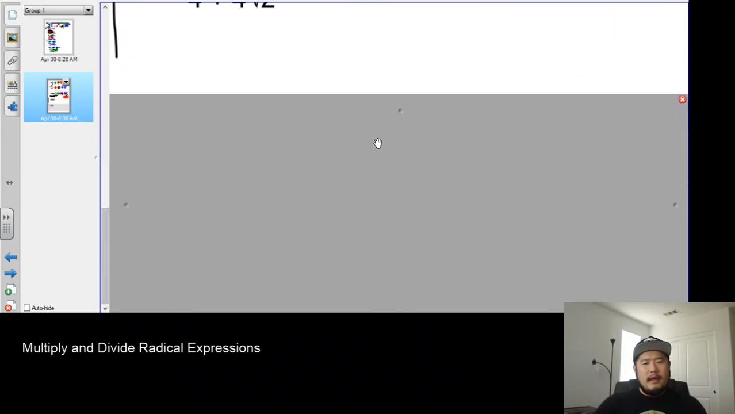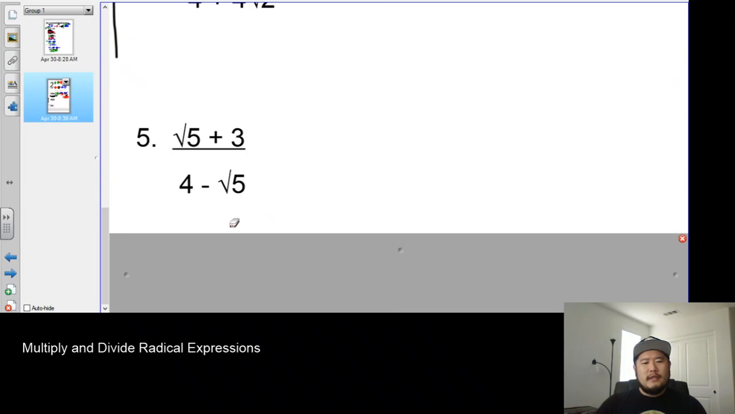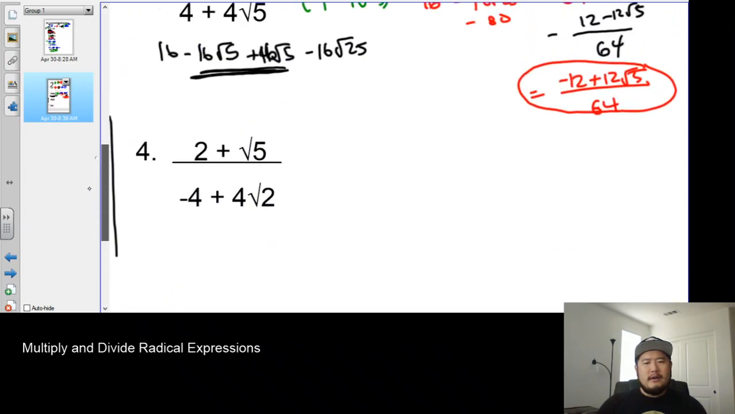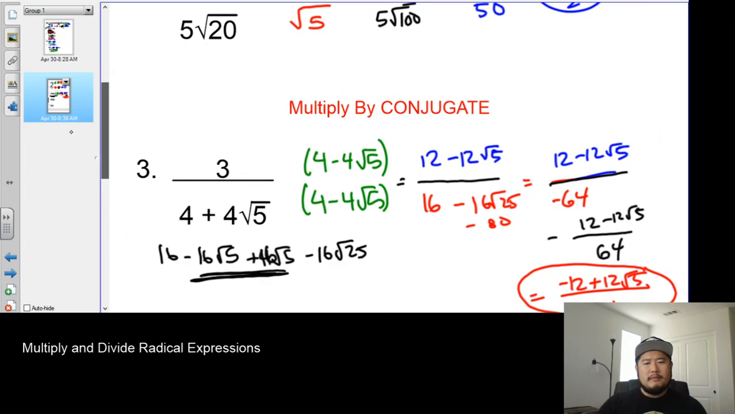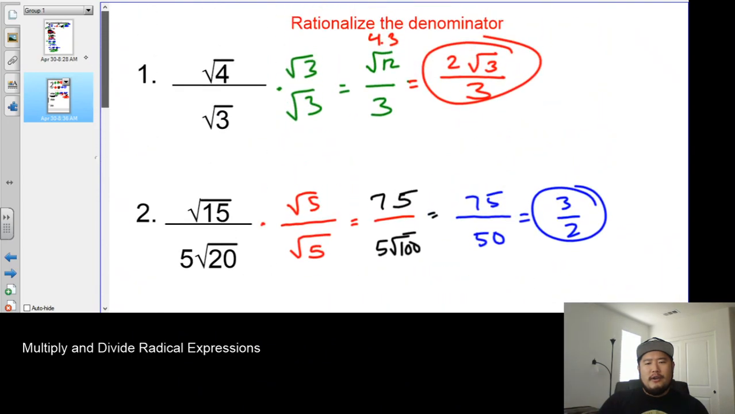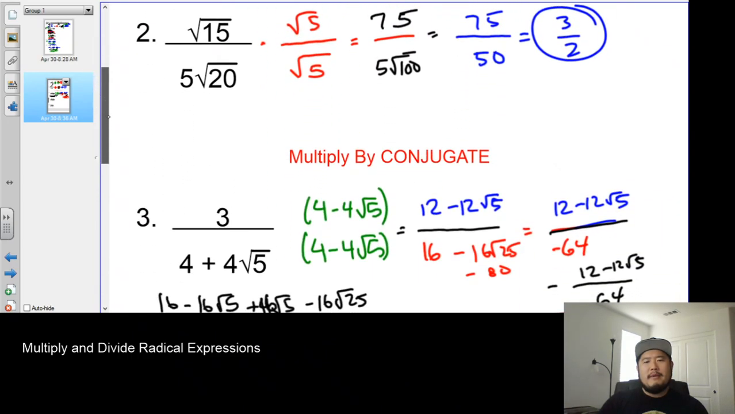Okay, and so you've seen all the different methods necessary for the scenarios that you'll deal with in radical expressions. Make sure you know how to rationalize and multiply by the conjugate. So if you had difficulty with those, you might want to go look on Khan Academy to refresh your memory on those types of multiplying radical expressions. All right, and that concludes this part right here.